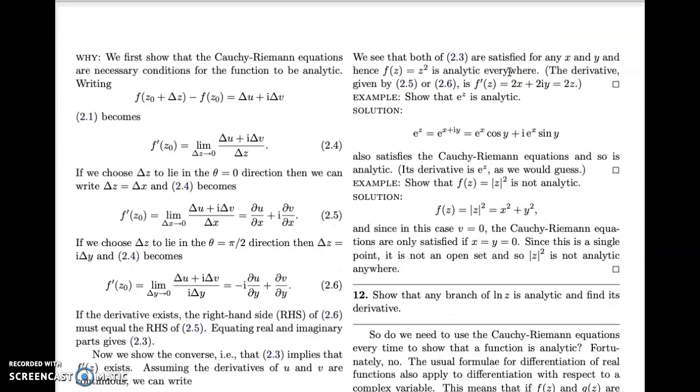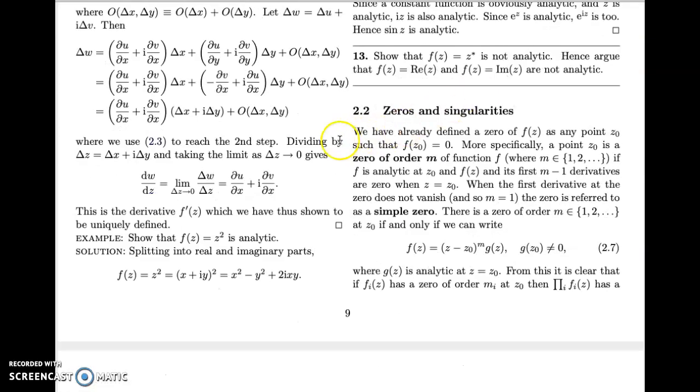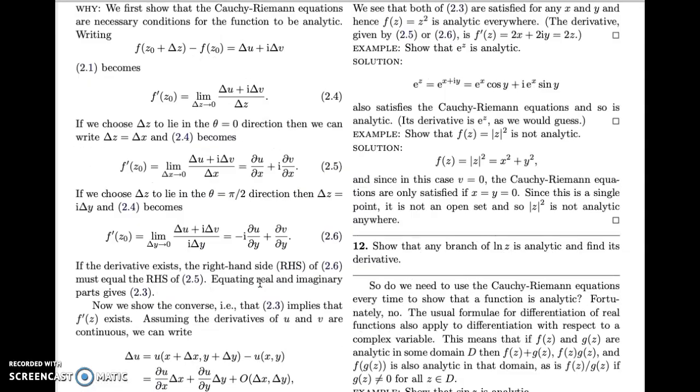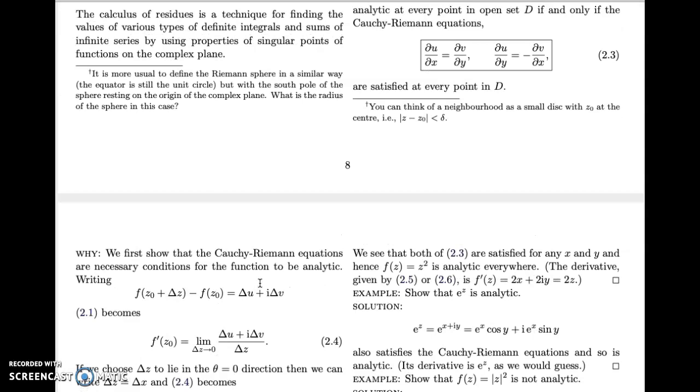squared minus y squared, so when we do du by dy we get minus 2y, and sure enough that's equal to minus dv by dx, because v was 2xy, differentiating with respect to x we get 2y, and there's a minus sign, so we get minus 2y equals minus 2y. So those conditions are always satisfied. So that means that z squared is analytic everywhere.